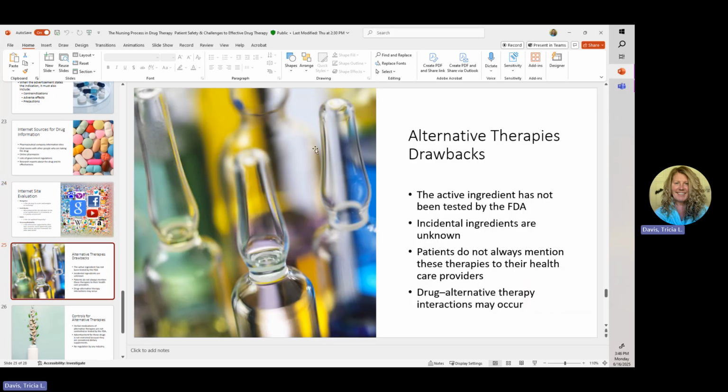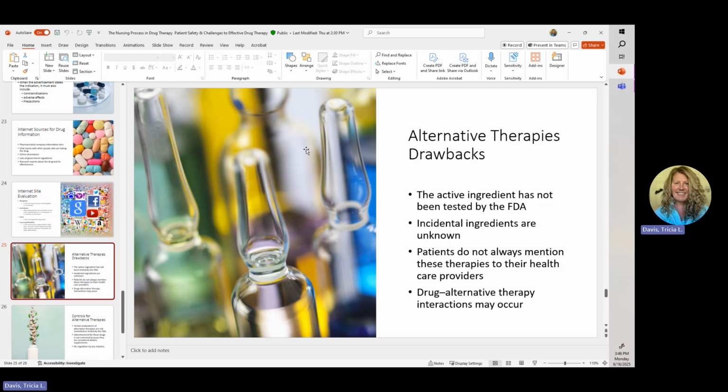So alternative therapy, we've talked a lot about this. We've talked about how it definitely increases the risk of adverse effects in our patients. So just a little detailed look at what are some of those drawbacks to alternative therapy.